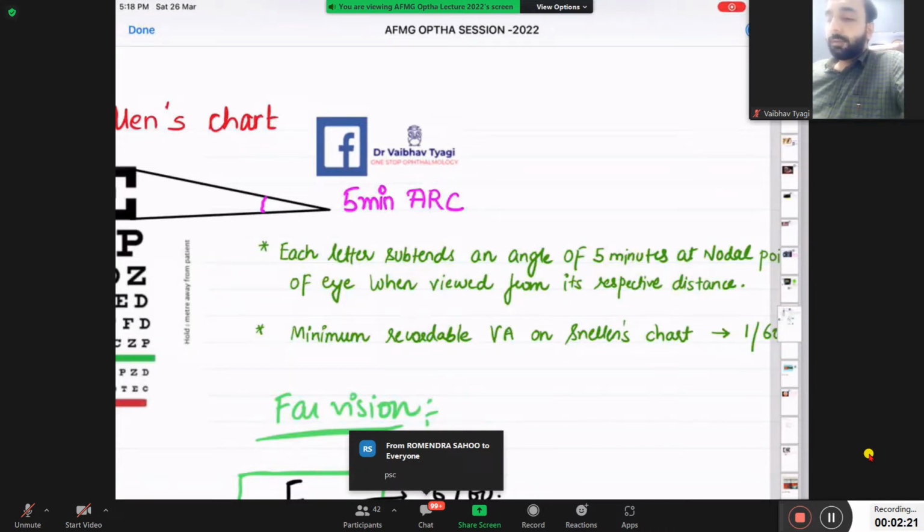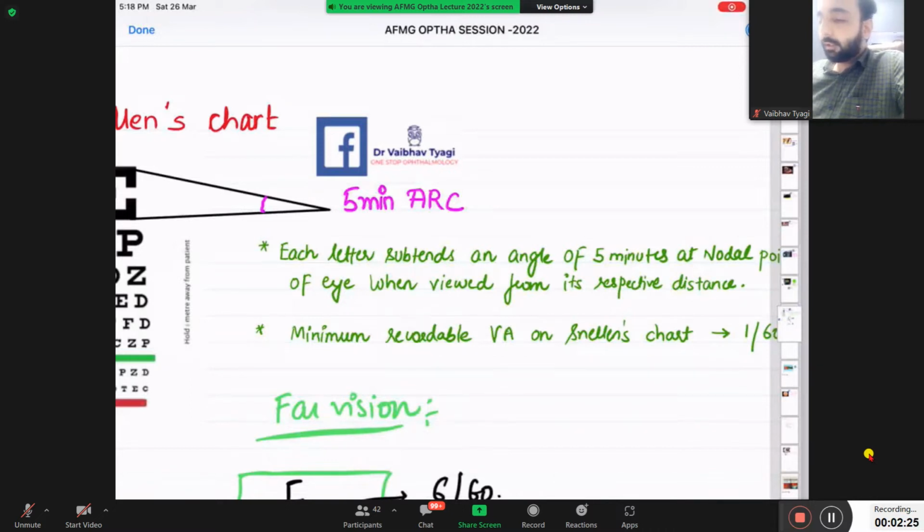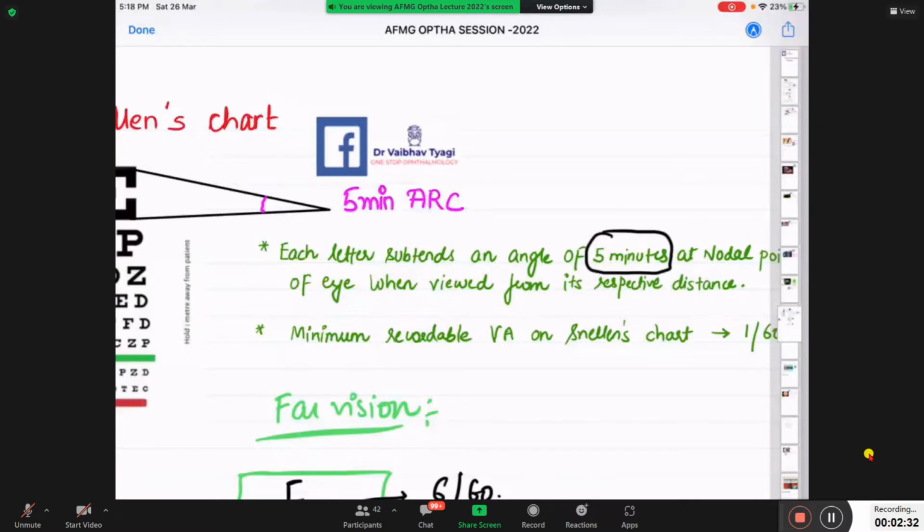So the principle behind the Snellen's chart is that each letter subtends an angle of 5 minutes. Here, this 5 minutes is important. It subtends an angle of 5 minutes at the nodal point of the eyeball.